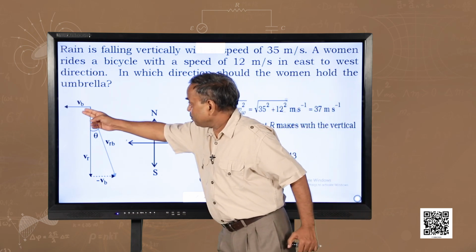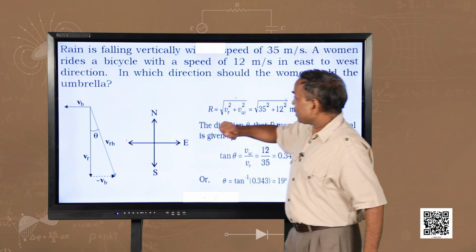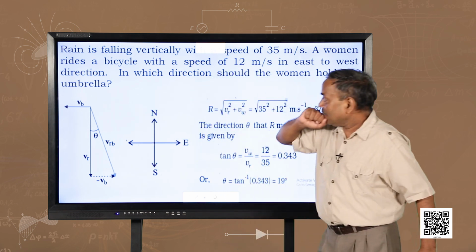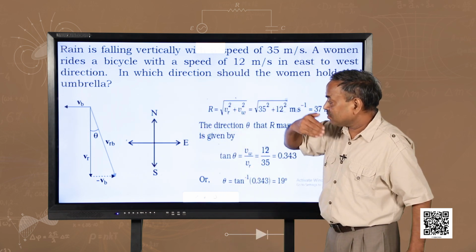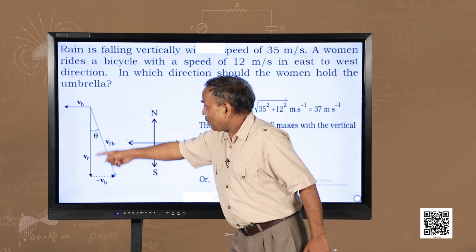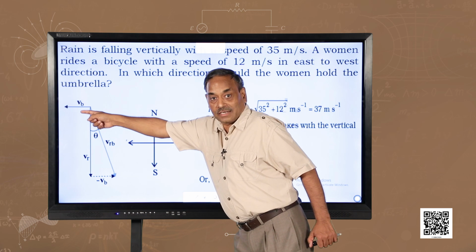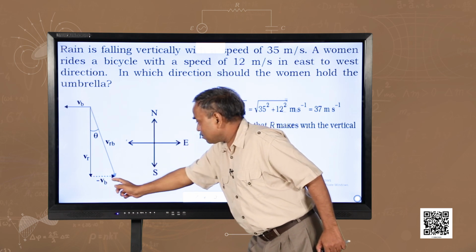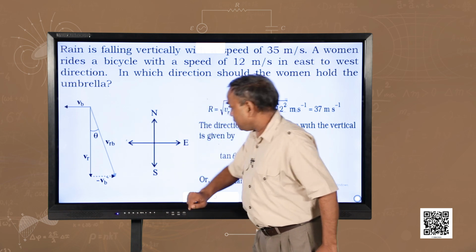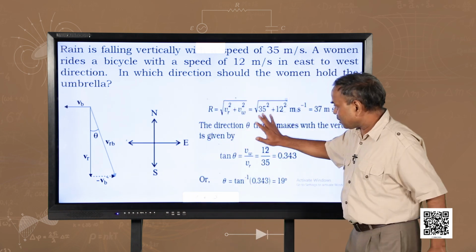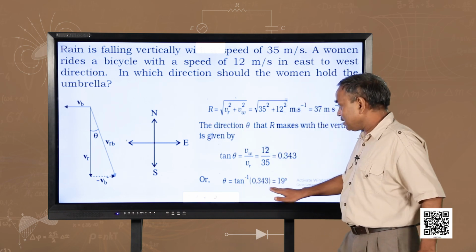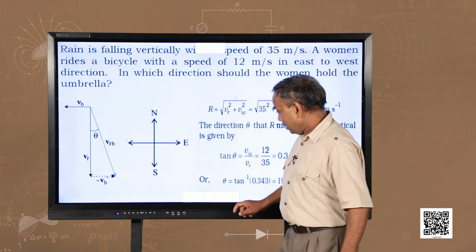So, the v_b, this is the bicycle speed vector and this is the rain vector, right. Now, we have to subtract it, rain minus this vector which is the bicycle vector. So, this is v_r minus v_b, which is v_rb. The rest of the calculation you can do, this is very simple, so that you can get the angle theta equal to 19 degrees.